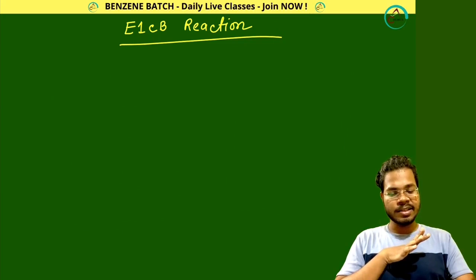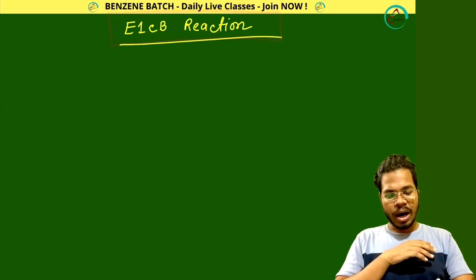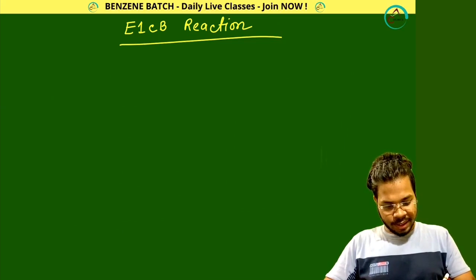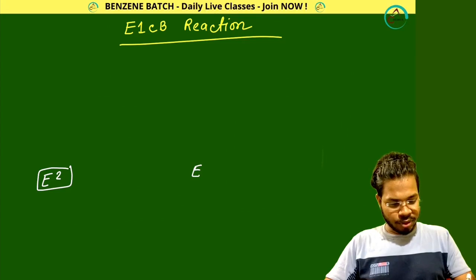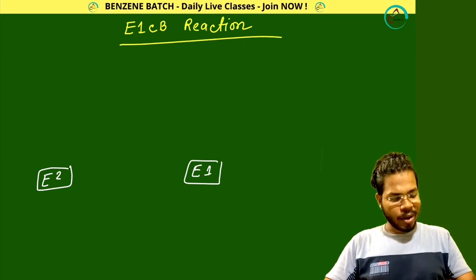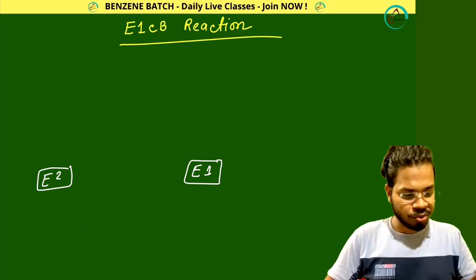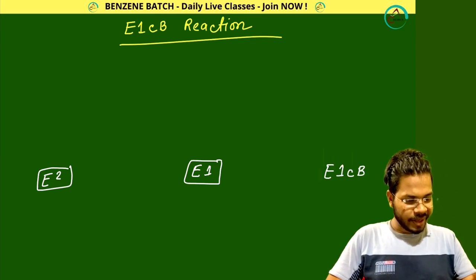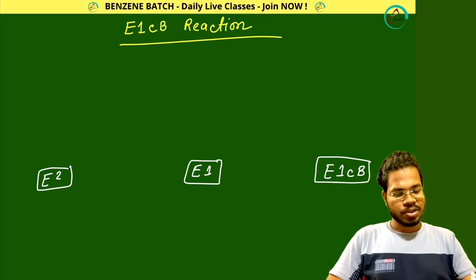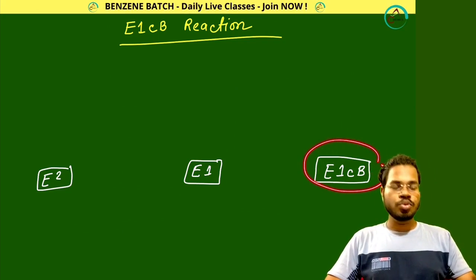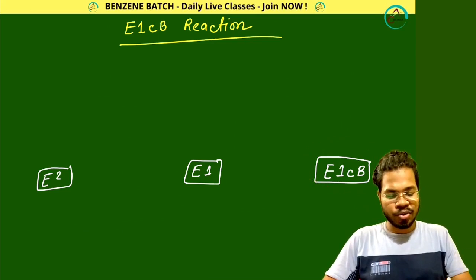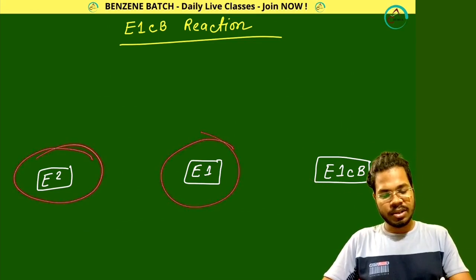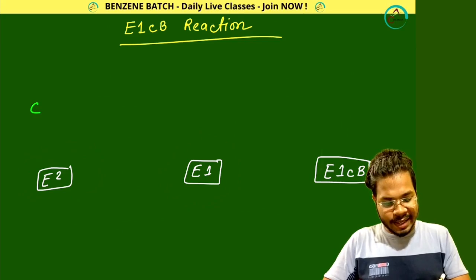So it's a very important reaction. I have already taught you the E2 reaction, and I have already taught you the E1 reaction. Now I just want to teach you the E1cB reaction, with a small c and capital B. So what do you mean by this? To understand this, let me recapitulate E1 and E2 first. I will be drawing only the skeleton, not the full structure.